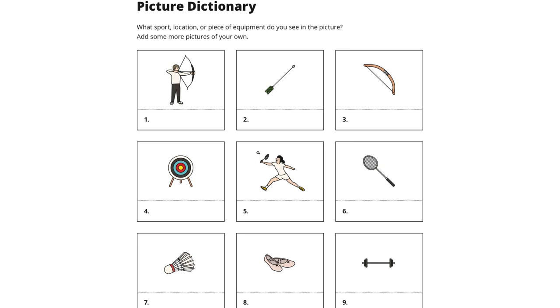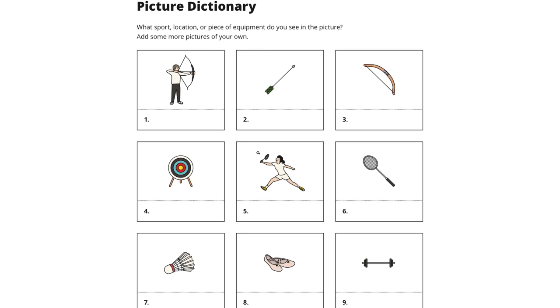So the first thing that you're working on is the picture dictionary. I'm going to read for you the question and the statement that we see here at the top. What sport, location, or piece of equipment do you see in the picture? Add some more pictures of your own.